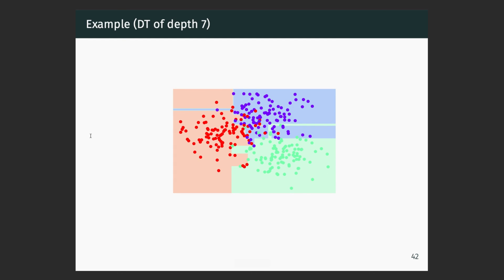Increase it further, and now it looks like a very complicated thing. So you will not want to do this. Why exactly? We'll come to that in the second part of the lecture in a few minutes.